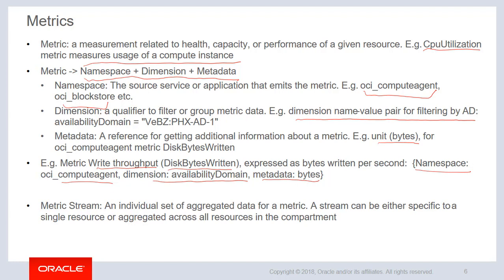Now, there is something called a metric stream, and this is an individual set of aggregated data for a metric. A stream can be either specific to a single resource or aggregated across all resources in the compartment. So let's say if you have 3 compute instances running in a compartment, you could have a stream which has aggregated data from all these 3 compute instances. So let's look at compute metrics, because again this is core to a lot of applications you would be running in OCI.